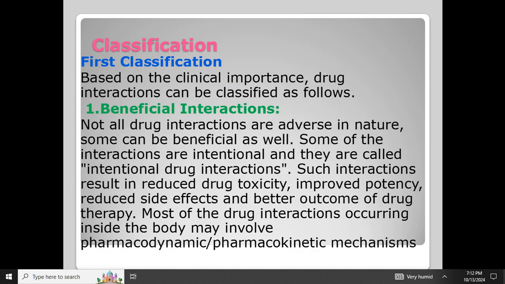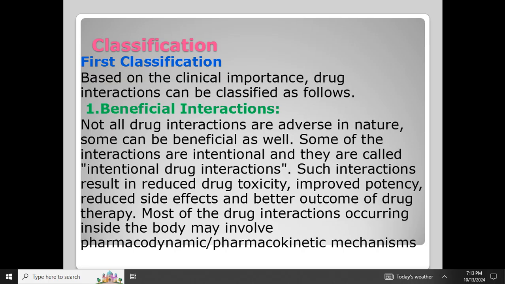Then coming to classification. So drug interactions can be broadly classified into three types. First classification, second classification and third classification. Under first classification, we can subdivide interactions into two types: beneficial interactions and adverse interactions. Based on clinical importance, drug interactions can be classified as first type, beneficial interactions. So not all drug interactions are adverse in nature. Some can be beneficial as well.